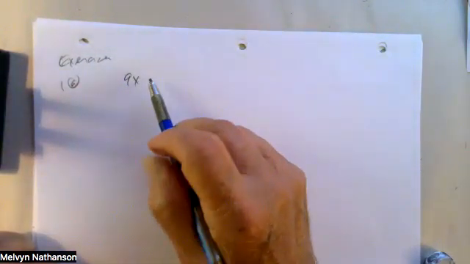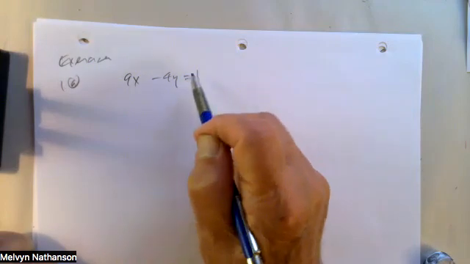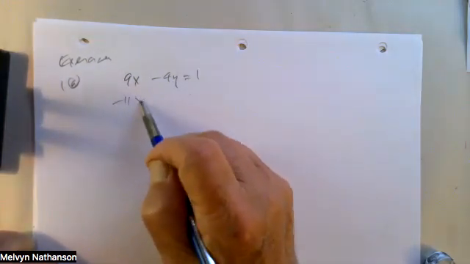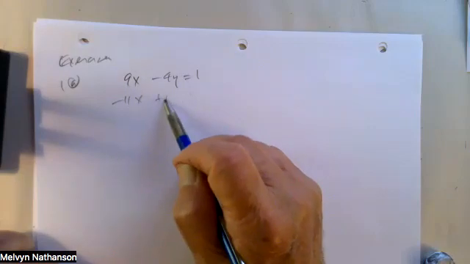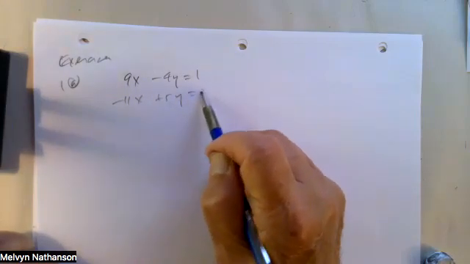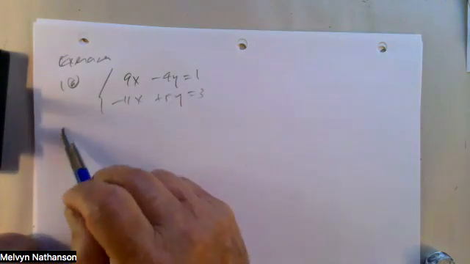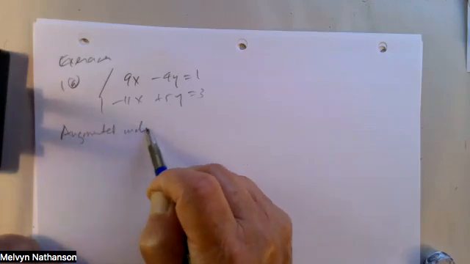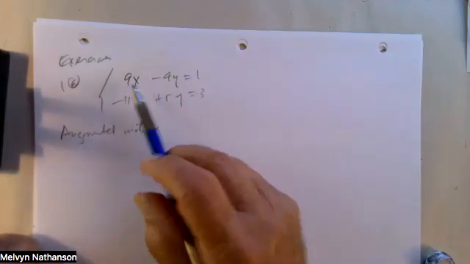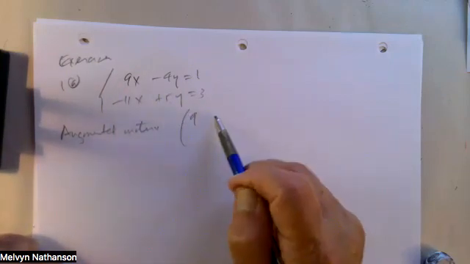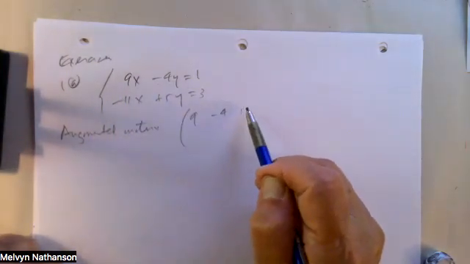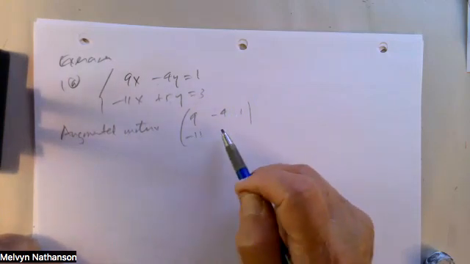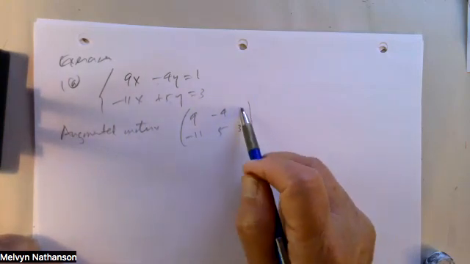1A, it's always a good place to start. 9x minus 4y equals 1, minus 11x plus 5y equals 3. So what is the augmented matrix? It's going to be 9, minus 4, 1, minus 11, 5, 3.